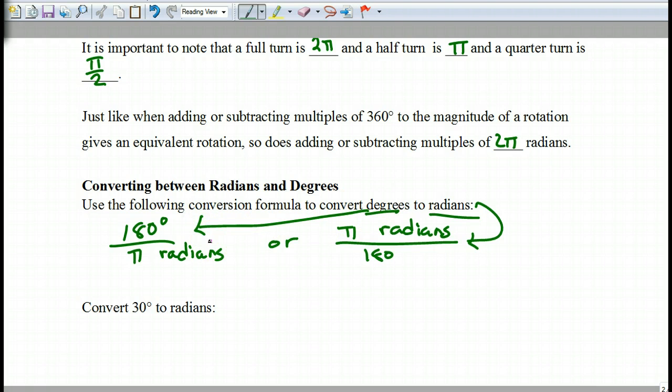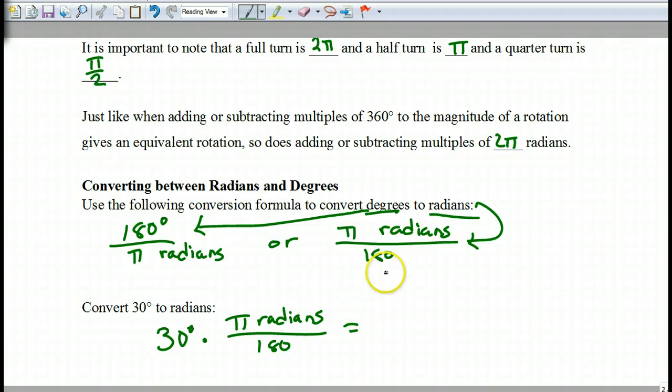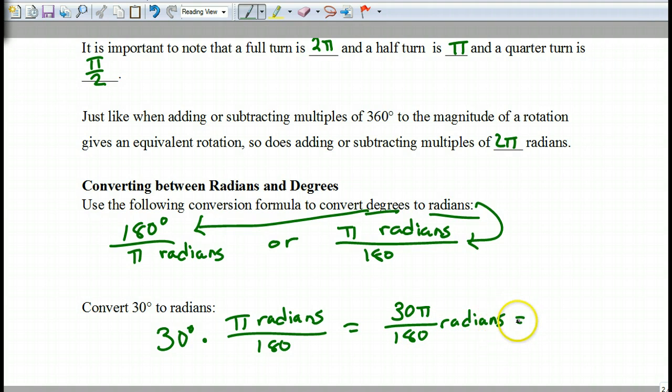Okay? So let's convert 30 degrees to radians. We're going to go 30 degrees times pi radians over 180. Okay, so this would be basically like saying 30 pi over 180, correct? Yes. I can reduce that fraction because the 30 goes into both, so it's going to be pi over 6.